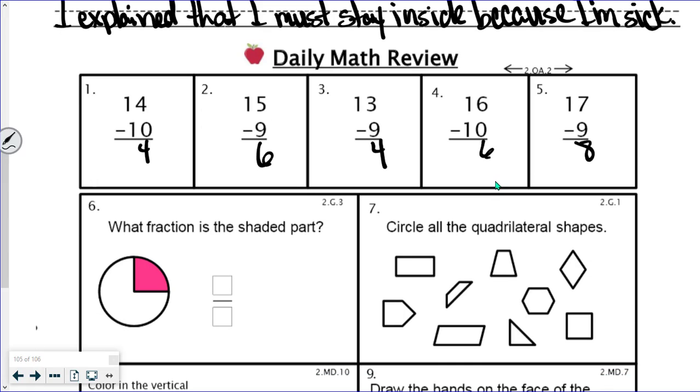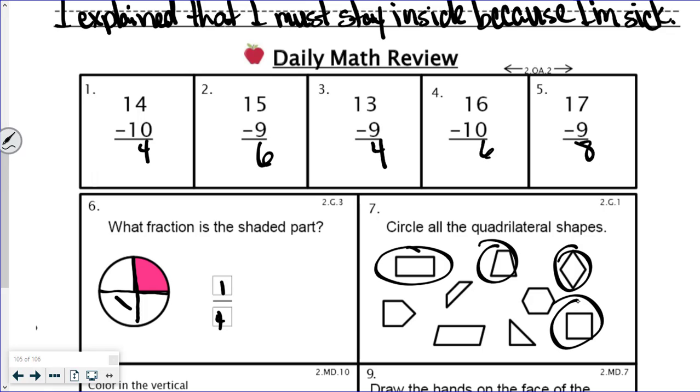Okay, what fraction is the shaded part? I'm going to continue dividing this the way it's divided. So we'll put a line here and a line here. Now there are 4 parts, and one part out of the 4 parts is shaded, so it's 1/4. Circle all the quadrilateral shapes. This one has 4 sides. This one has 4 sides. This one has 4 sides, and so does this one, and so does this one. Okay.